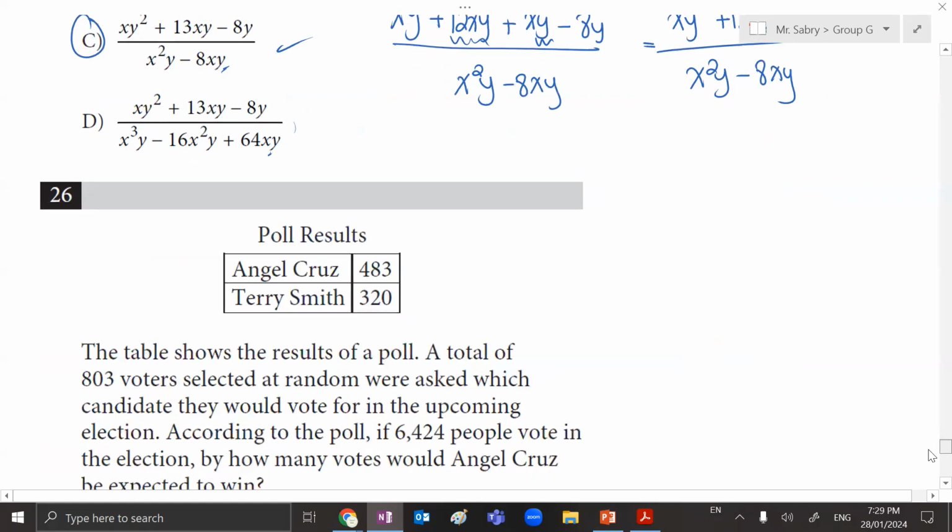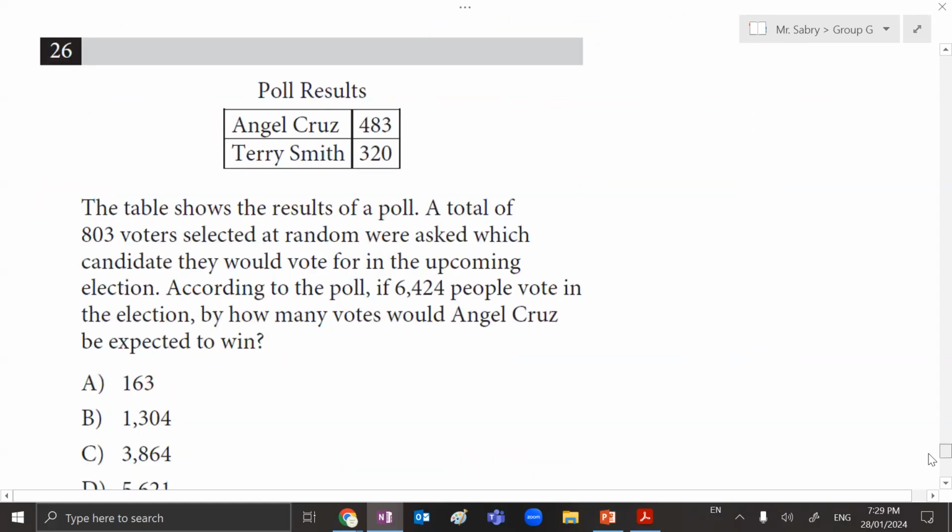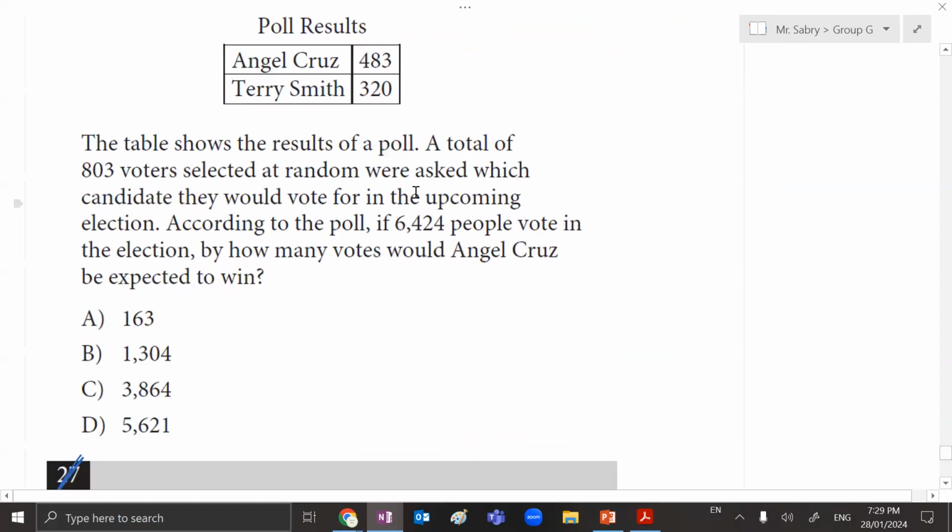طيب 26 poll results Angel Cruz. A total of 803 voters selected at random according to the poll. If 6,424 people vote in the election, by how many votes would Angel Cruz be expected to win? So how do we do this? You'll put them next to each other. I have Angel Cruz and I have Terry Smith. Under Angel I'll have 483, under Terry Smith I'll have 320.